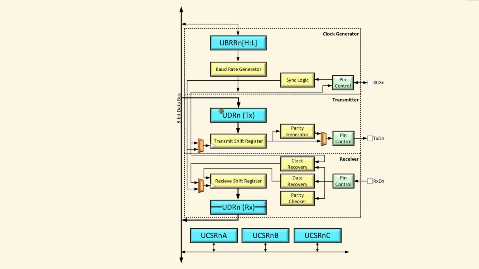And finally, transmit complete. This is when both the UDR transmit register and the transmit shift register are both empty, which means all the data has been fed out of the transmitter. You normally use that interrupt to power down the transmitter after all the data has been sent.